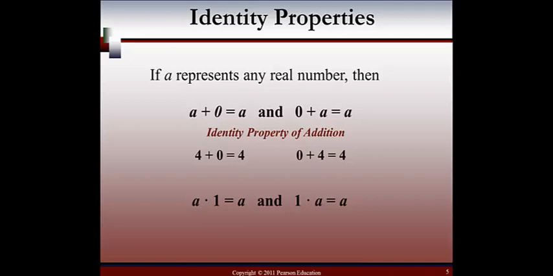The identity property of multiplication is A times 1 equals A, and 1 times A equals A. Remember, identity property means you're not changing the identity of the number you're working with. Your number wants to stay the same. So when you're doing addition, it's going to be 0. When you're doing multiplication, it's going to be 1. Again, here's an example. 13 times 1 equals 13, and 1 times 13 equals 13. In both cases, your 13 did not change because of your identity.